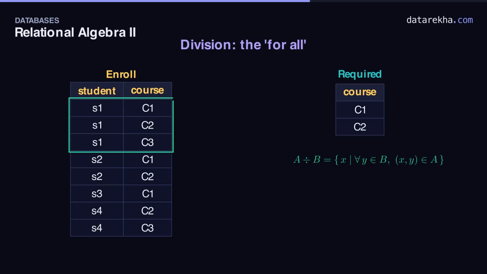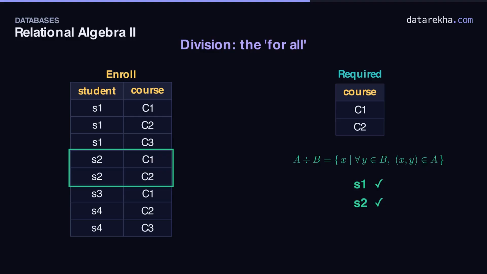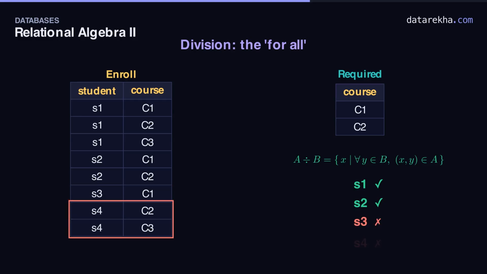So let's check each student against both required courses. S1 has C1, C2, and C3. Both required courses present. S1 qualifies. S2 has exactly C1 and C2. Both required courses covered. S2 qualifies as well, but S3 has only C1, C2 is missing. Out. And S4 has C2 and C3, but not C1. Also out. Missing even one required course disqualifies you completely.